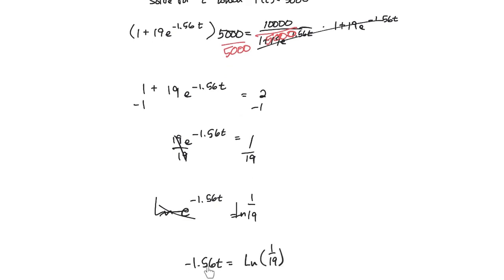So now the negative 1.56t is no longer an exponent because the base e is gone. So the negative 1.56 is just a coefficient that can be divided over here to isolate t. So the amount of time in years is natural log of 1/19th divided by negative 1.56. So we want to approximate this on a calculator. And I'm getting 1.89 years.